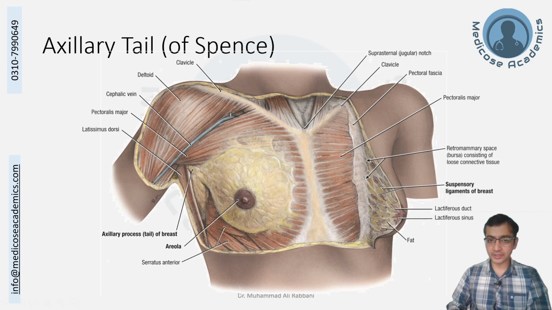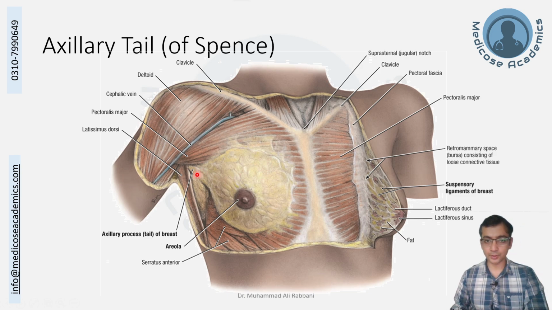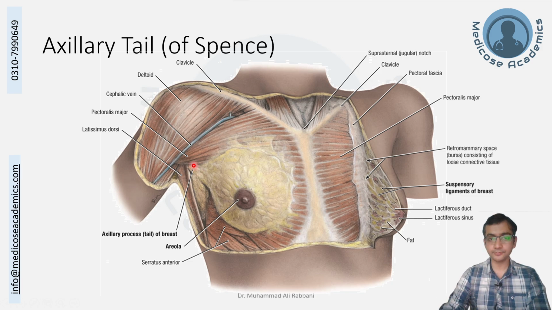So this is a picture from Grant's Atlas showing the same item. There is the breast tissue; the skin and superficial fascia have been removed, along with the deep fascia, by the way. And here is the extension going into the axilla. So this is the axillary tail of Spence.